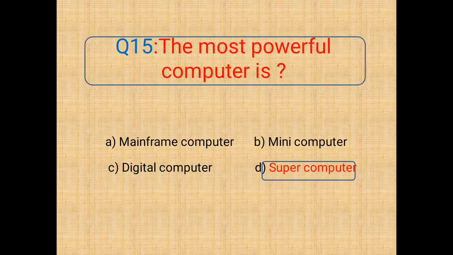Question number 15, the last one. The most powerful computer is A, mainframe computer, B, mini computer, C, digital computer, and D, supercomputer. So the most powerful computer is the supercomputer. Option D.